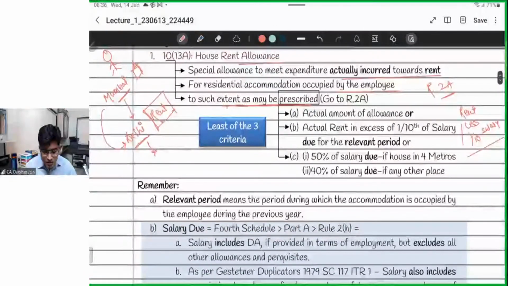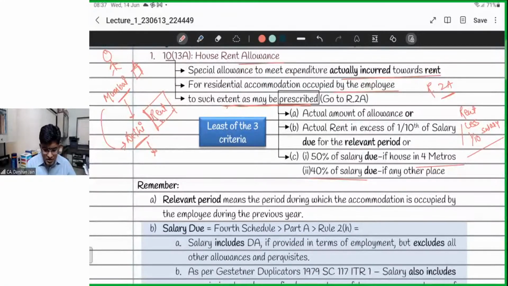Then 50% of salary due if the house is in Mumbai, Chennai, Kolkata, or Delhi, 4 metros. And in any other place, 40% of the salary. So maximum deduction could be the amount of actual HRA received, rent paid in excess of 10% of the salary, or 50% of the salary if the residential house is located in 4 metros, 40% of salary if the residential house is located in any other place. So that is the amount of exemption.